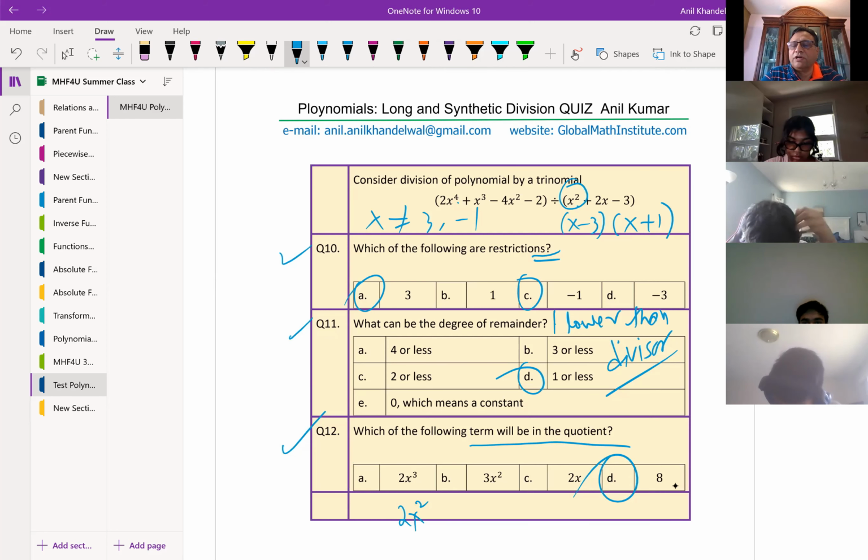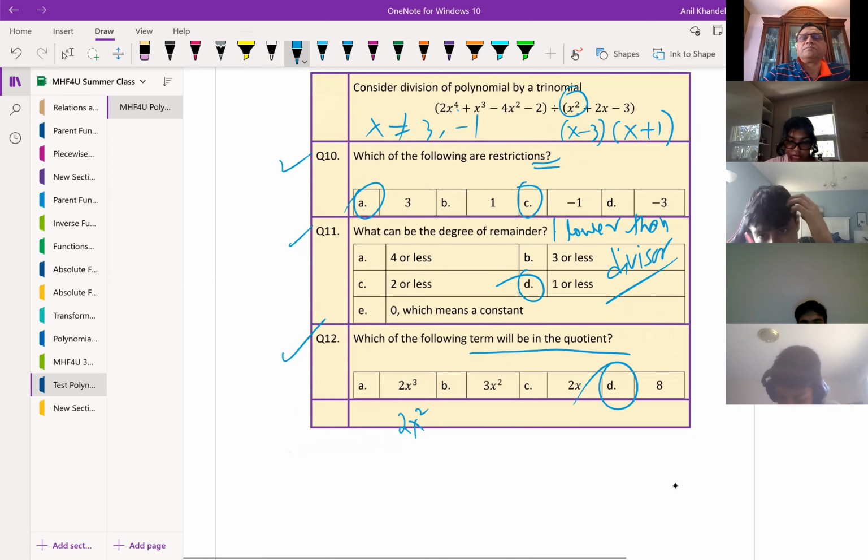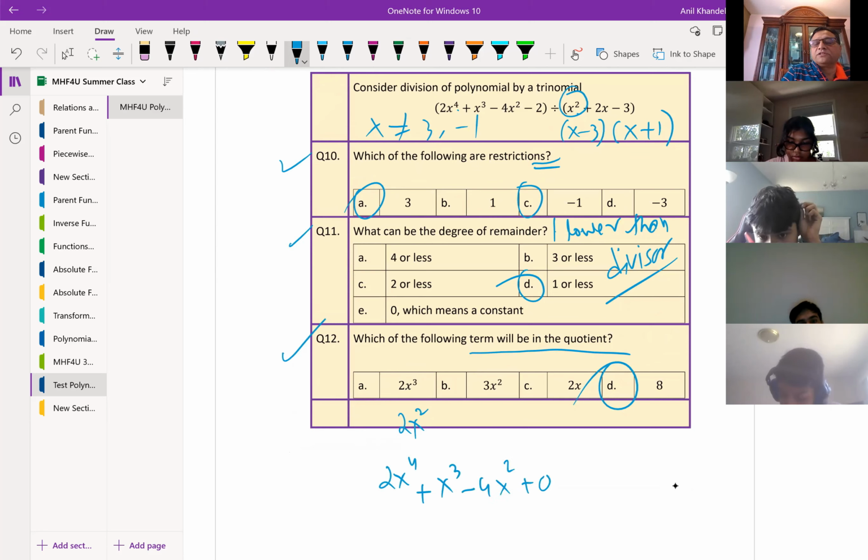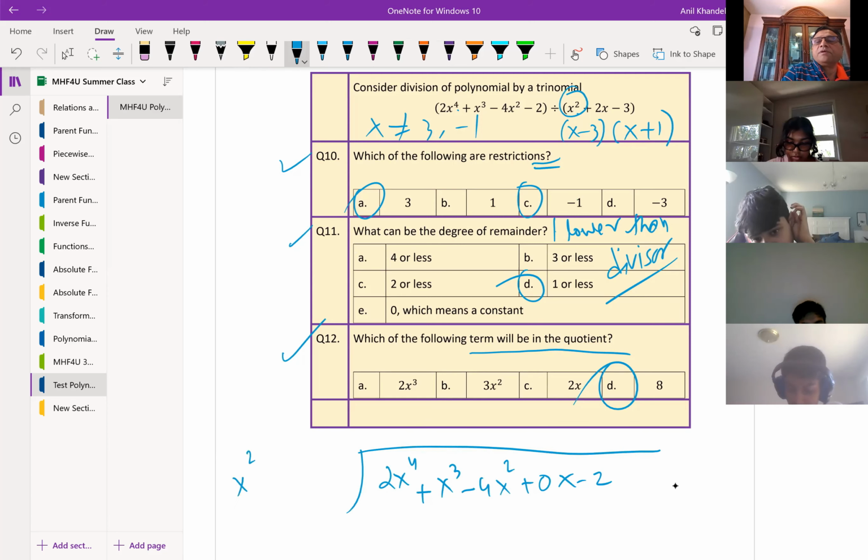So what did you get as the answer when you divide? I'm still doing it, sir. Okay. So that should not take long. So 2x to the power of 4 plus x cube minus 4x square, placeholder 0x minus 2. Do you see that? We have to put a placeholder there. And then you divide by x squared plus 2x minus 3, right?